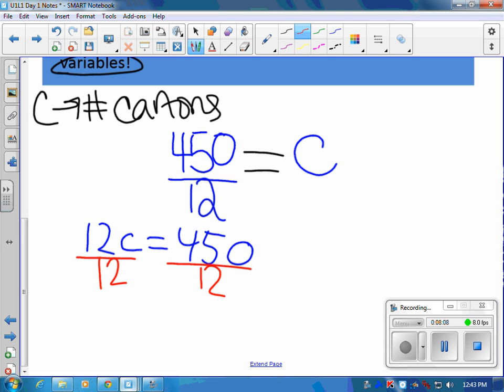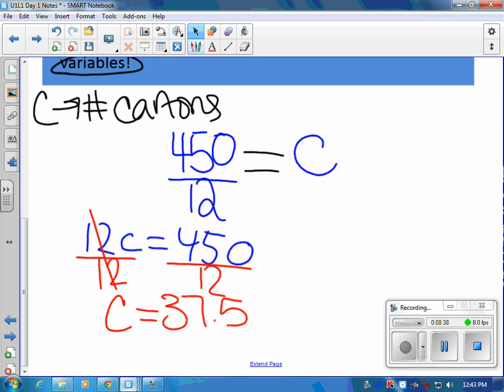So there are two possible answers that you could write for this problem, and I'm okay with either one. I either have to take the total number of eggs and divide it by 12. That's going to tell me how many cartons. Or I can say 12 times the number of cartons has to equal however many eggs that I have. So now I have C equals, and what do we get as our answer for this problem? Matthew? 37.5.